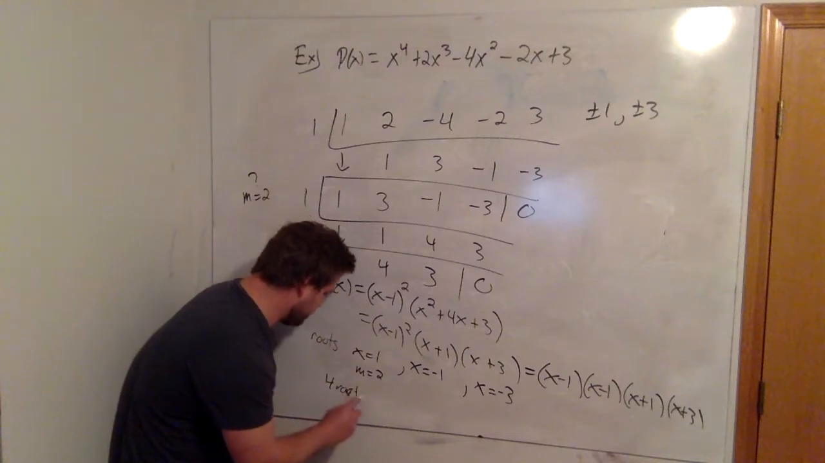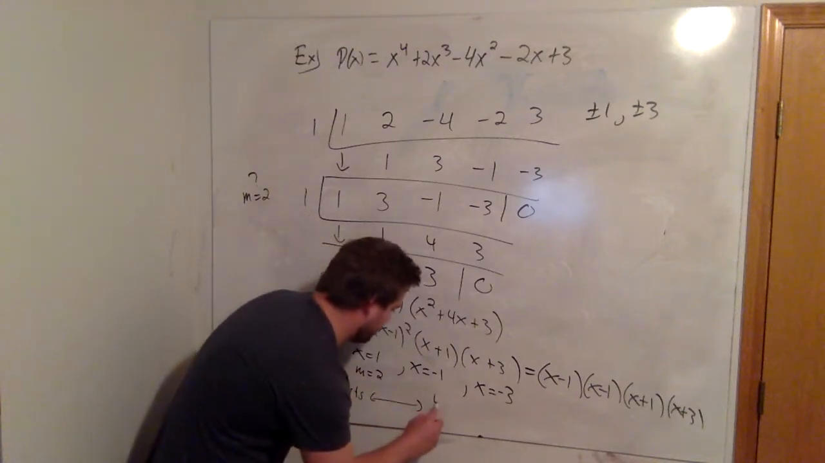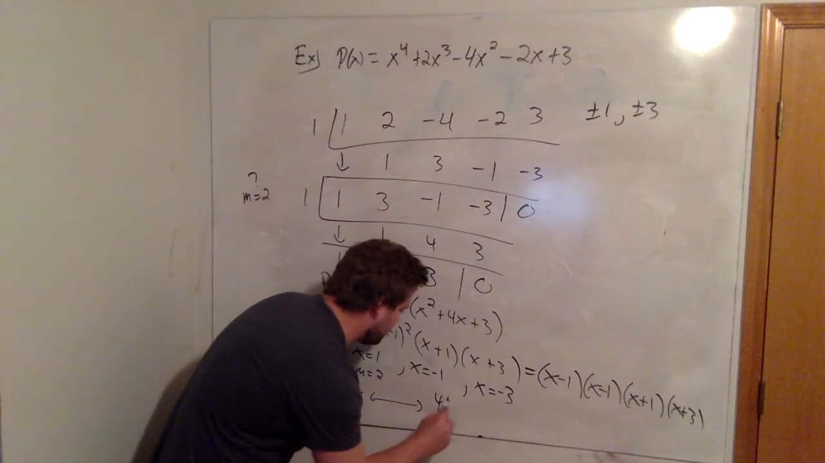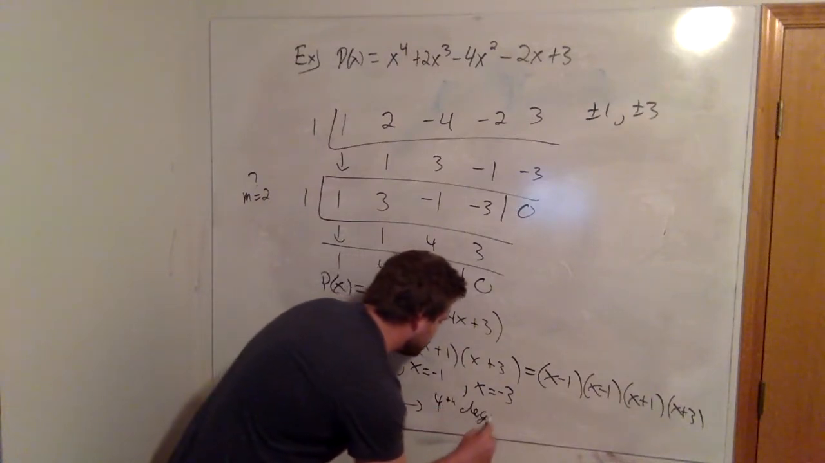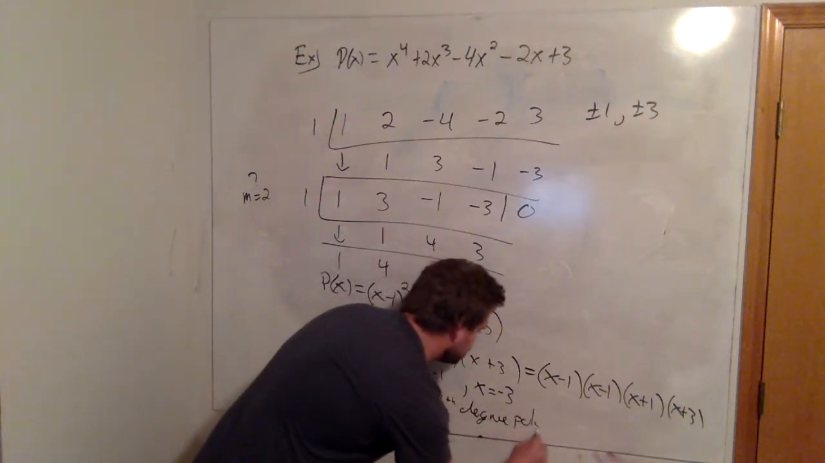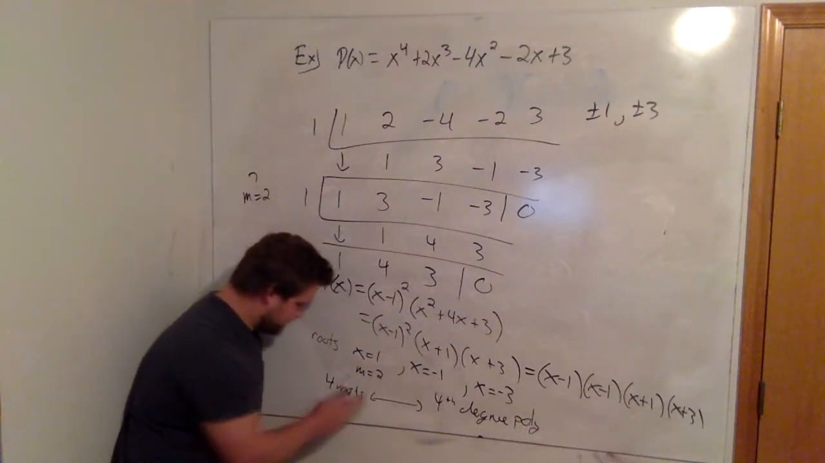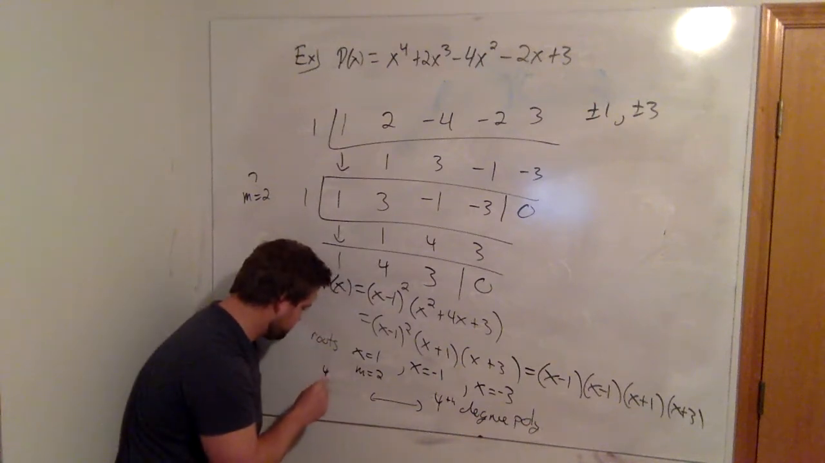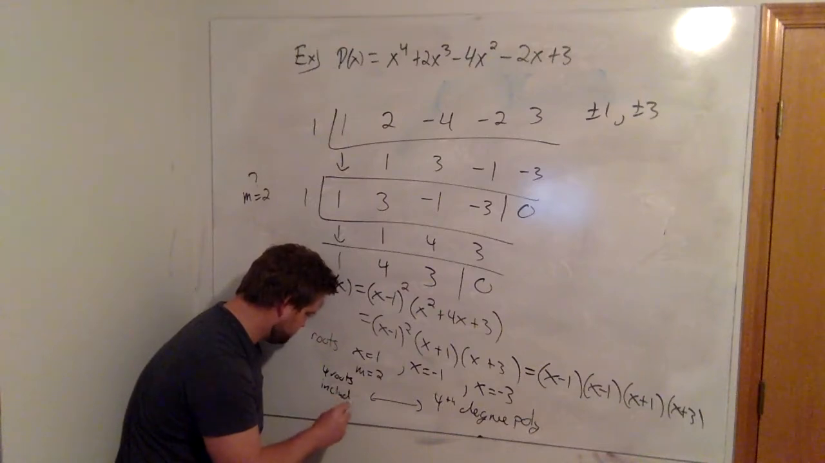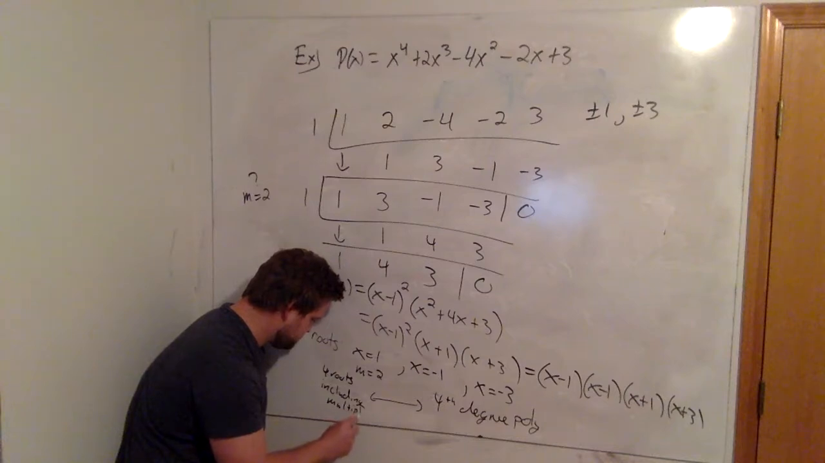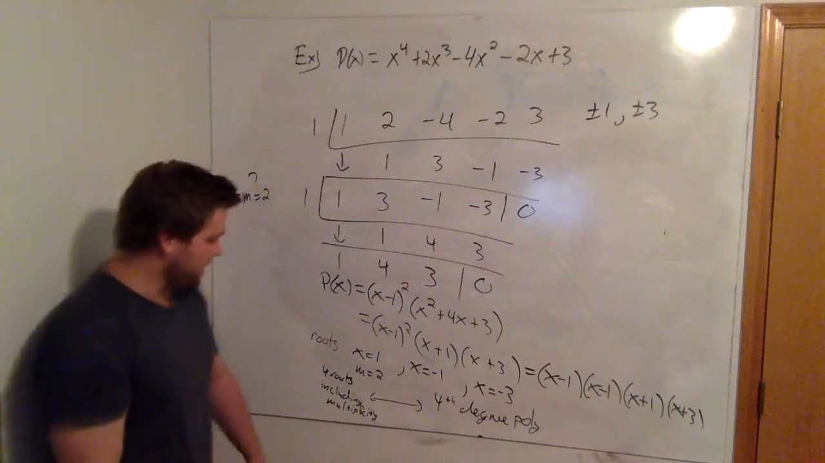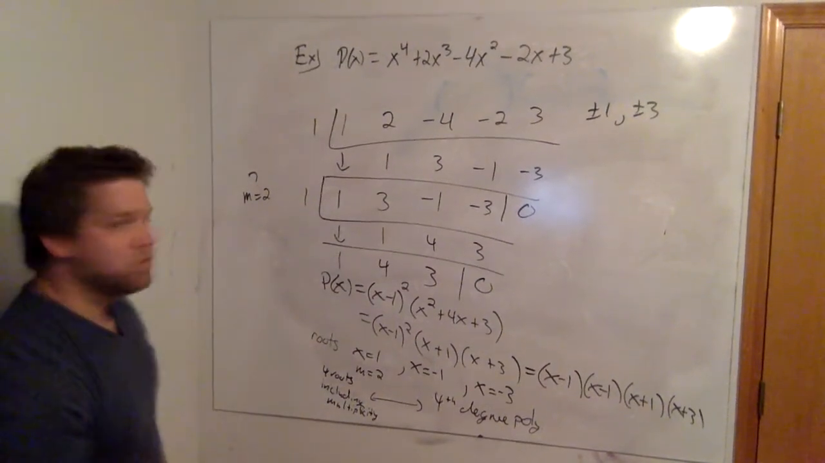I have 4 roots and a 4th degree polynomial. So I'm going to say 4 roots including multiplicity. Including multiplicity. This is great. Okay, let's do one more example.